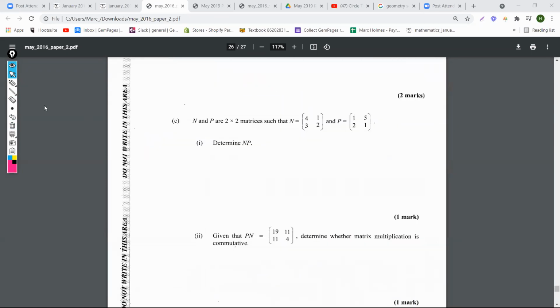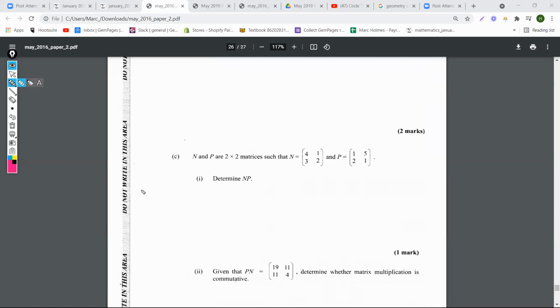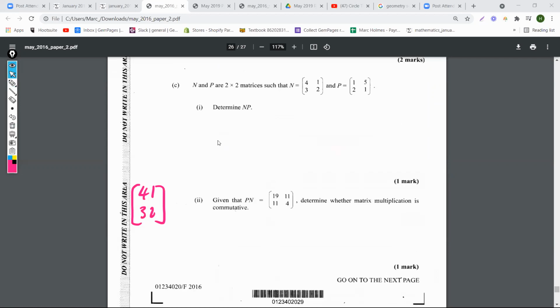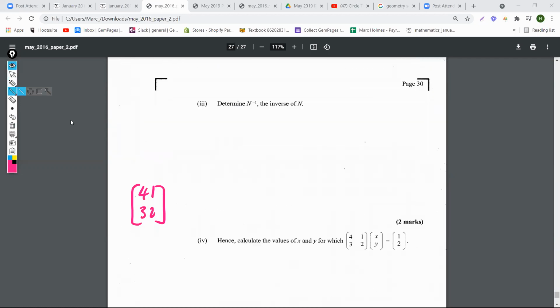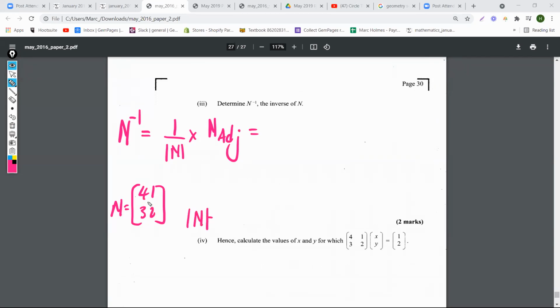So we need to look at N. N is 4, 1, 3, 2. How do you find the inverse of a matrix? It's 1 over the determinant of N times the adjoint matrix. So all we need to do now is find the determinant. The determinant of N is 4 times 2 minus 1 times 3. This would give us 8 minus 3, which is equal to 5.